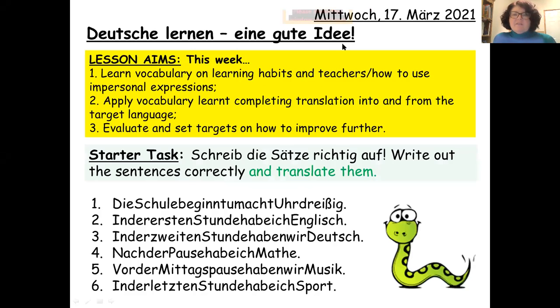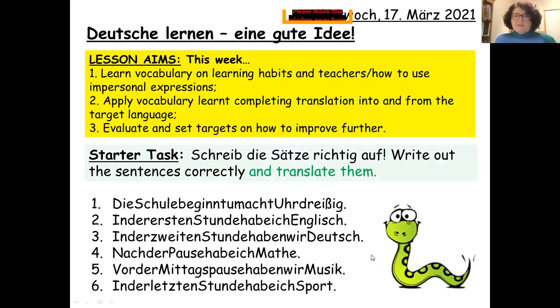Bitte, wir fangen jetzt an und schreib das Datum auf wieder und auch den Titel. So write the title and the date again so that you know that this is your third lesson. Okay, bitte zum Anfangen. Schreib die Sätze richtig auf.